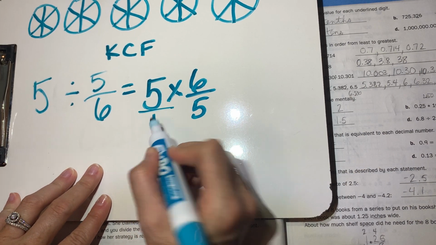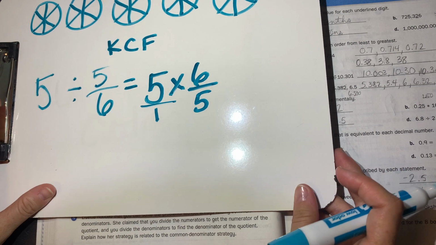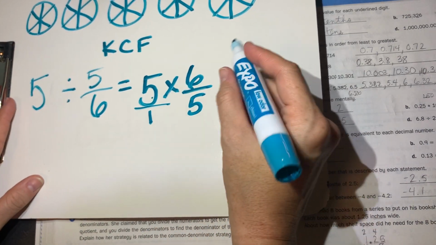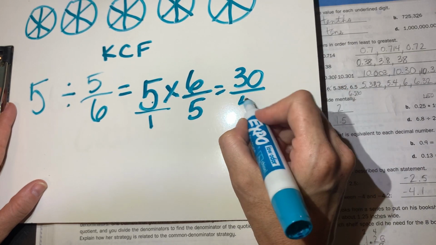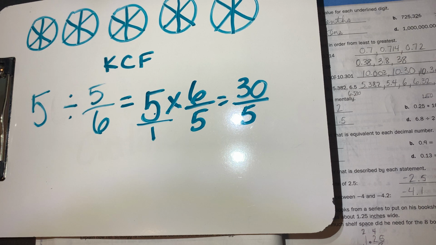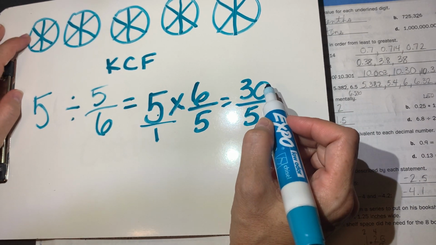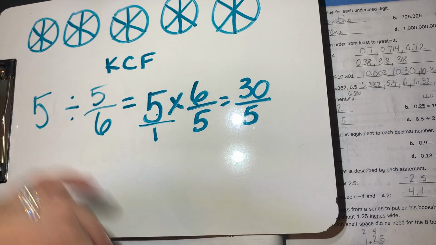Now, if I work that out, I put my 5 over 1. What do I end up with if I work out my problem? What's 5 times 6, everyone? 30. And 1 times 5? 5. Now, let's look up at those circles. When I cut those 5 circles into 6 pieces, how many pieces did I make? 30. That's why this works, okay? We're cutting this now into the 6 pieces, so we end up with 30.